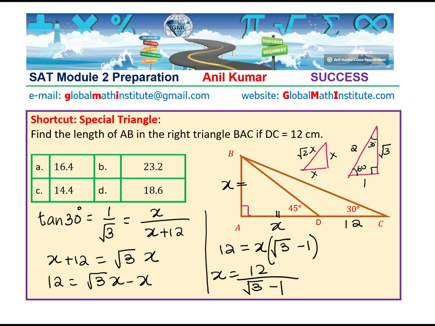12 divided by, within brackets, square root of 3 minus 1. Because we need a decimal value, we are using the calculator, but otherwise we do have the exact answer also. So it is 16.39, exactly the same as we got earlier. Does it make sense to you? So see, using the concept of special triangles really helps us to answer such questions.